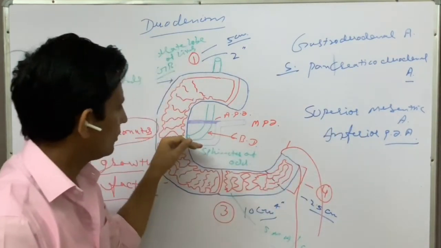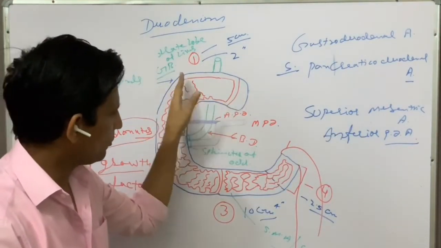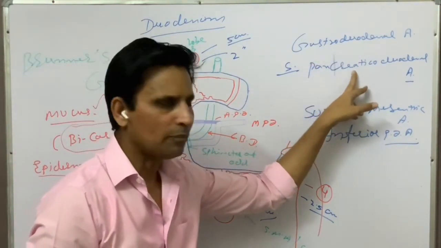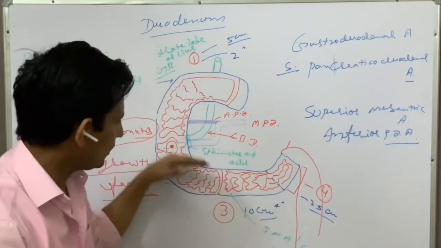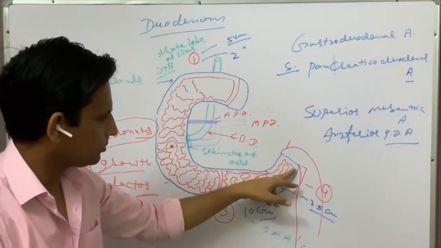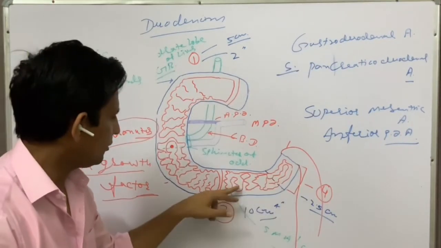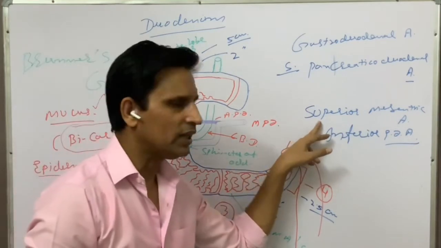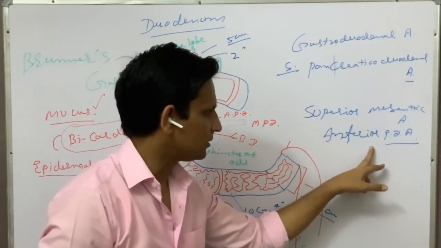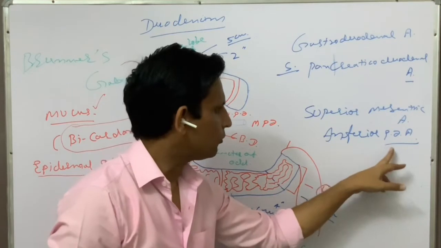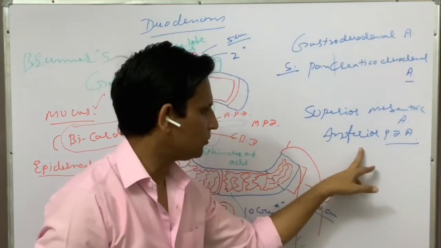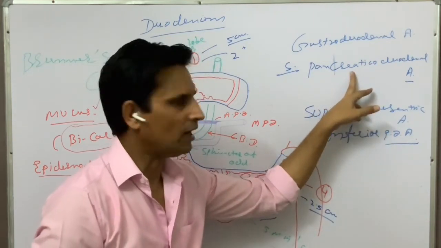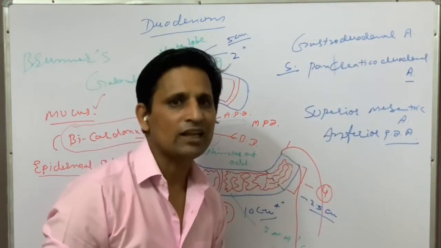The upper portion of part 2 and the first portion are mainly supplied by the gastroduodenal artery and its branch, the superior pancreaticoduodenal artery. The lower portion, which is the fourth part of the duodenum, the third part, and the lower second part, is supplied by the superior mesenteric artery and its branch, the inferior pancreaticoduodenal artery. So the inferior pancreaticoduodenal is a branch of the superior mesenteric artery, and the superior pancreaticoduodenal artery is a branch of the gastroduodenal artery, right?